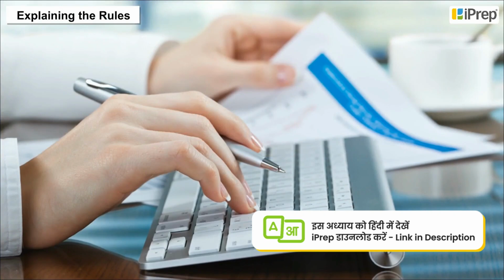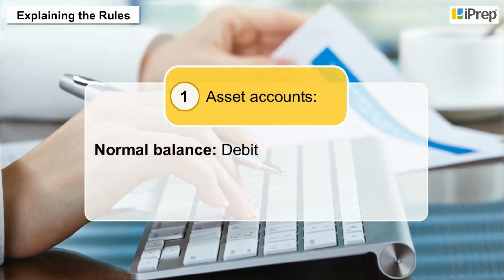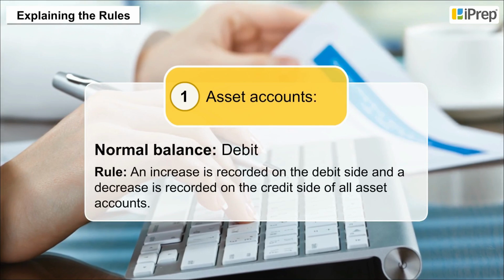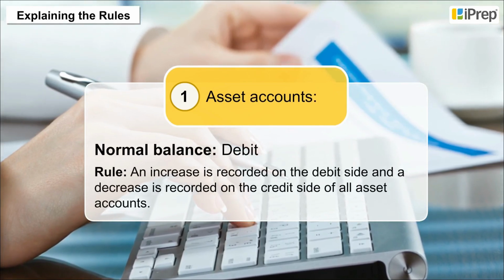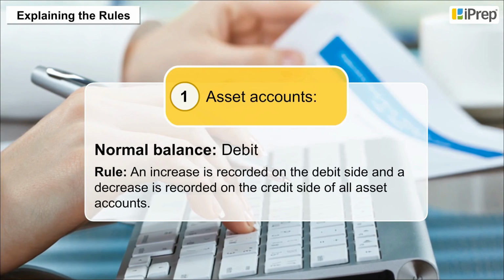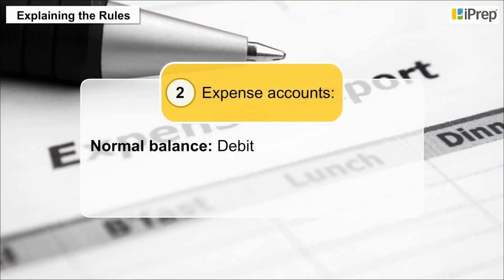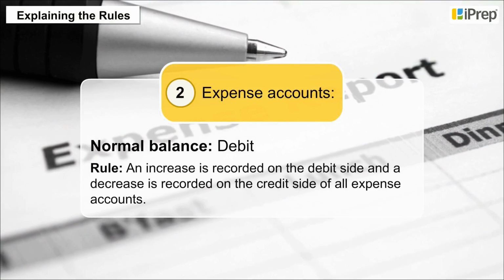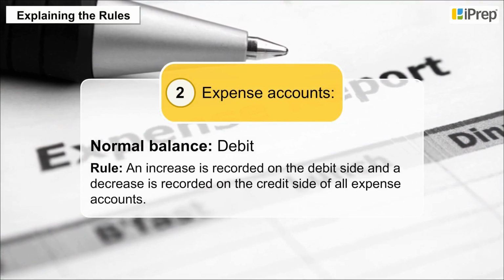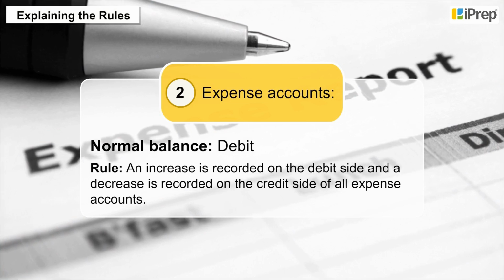Explaining the rules. 1. Asset accounts, normal balance, debit. Rule: an increase is recorded on the debit side and a decrease is recorded on the credit side of all asset accounts. 2. Expense accounts, normal balance, debit.